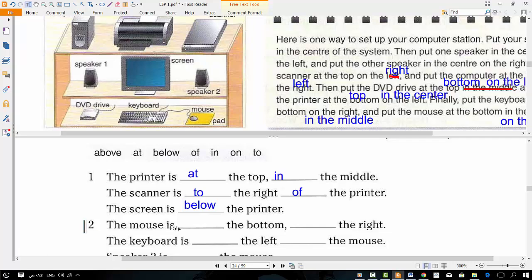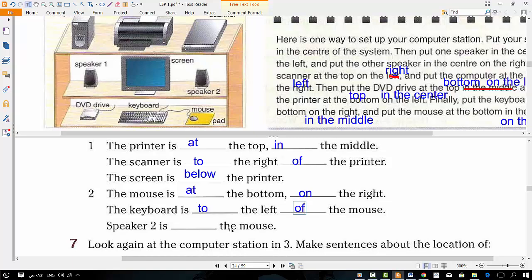2. The mouse is the bottom, comma, the right. This is the mouse. Where is the mouse? The mouse is at the bottom, on the right. The keyboard is the left, the mouse. Yeah, one sentence. No comma. This is the keyboard, and this is the mouse. The keyboard is to the left of the mouse.